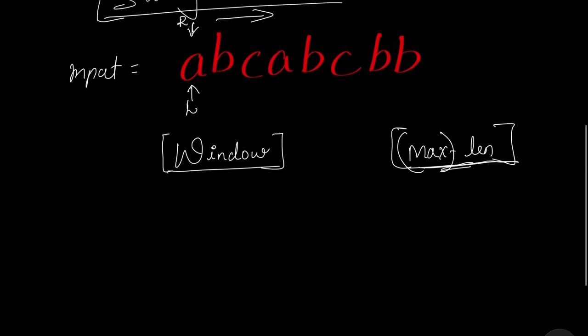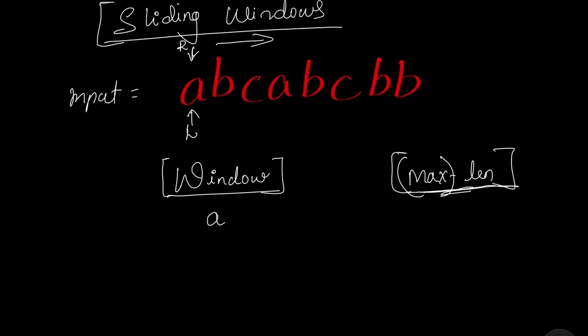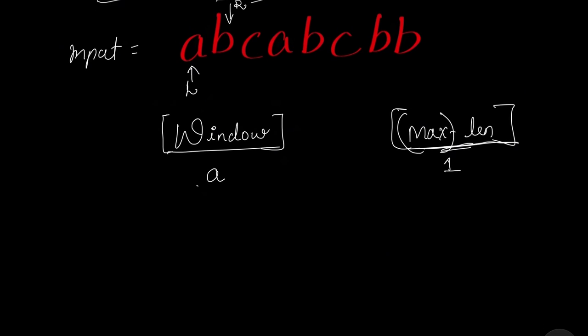Okay, now first we'll consider A. Is A unique? Yes, A is unique, so we will consider it in the window. Next, what is the max length of this? It's 1. Okay, the right pointer will move towards right. We have B as a character. Is B unique? Yes, B is unique, so just write AB. And the maximum length now is, compare, is it the previous one, 1, or is it 2, which is the current length of the string? It is 2, so here 2 will be stored.